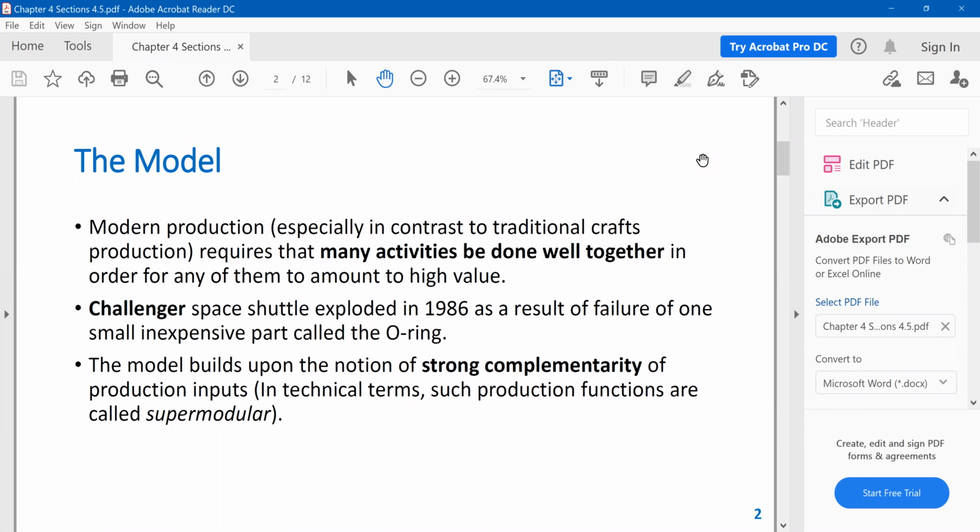So here we have a model, a theory, and there's a specific model in that paper. And the idea is this. So in today's world, production requires many tasks. Okay, so many different activities.